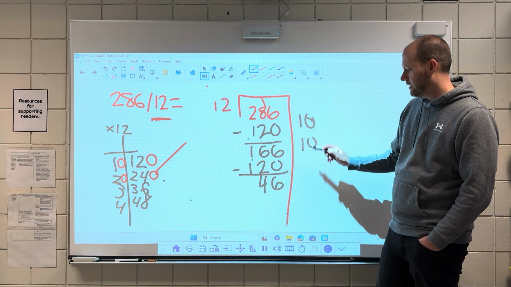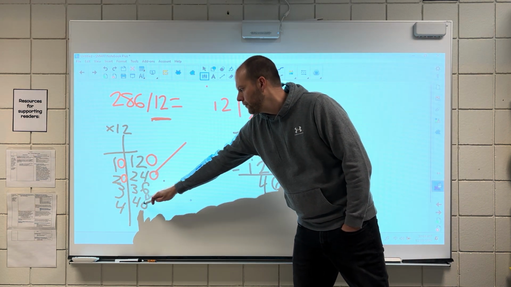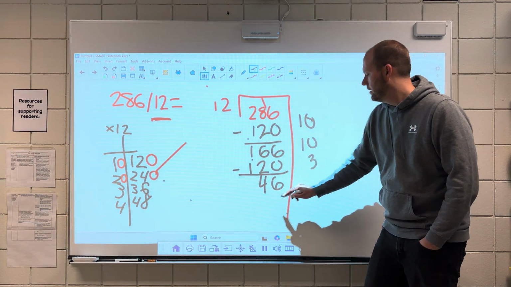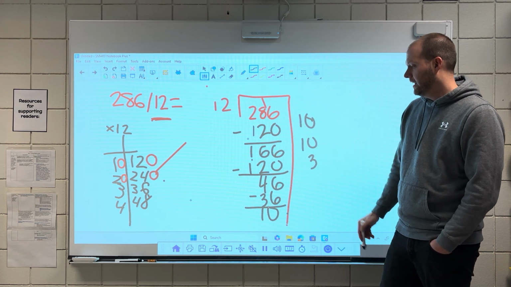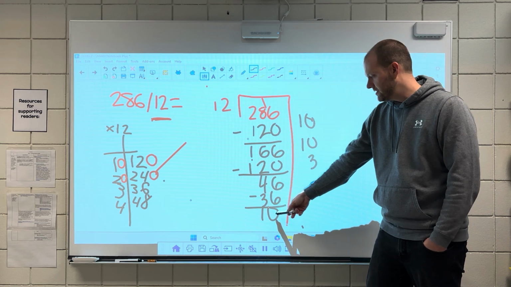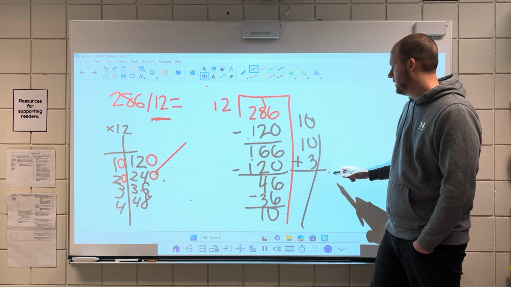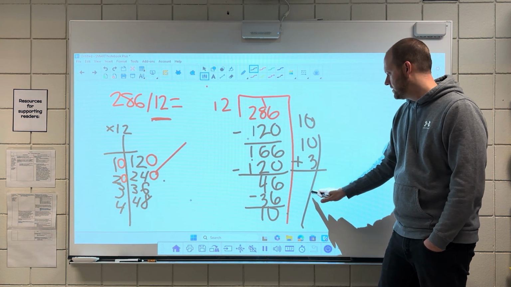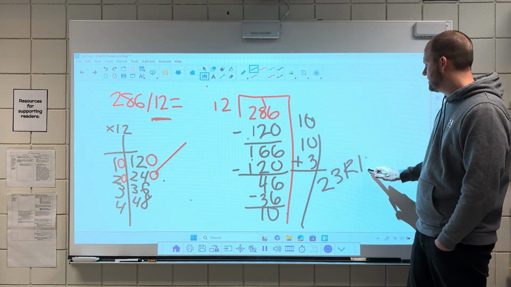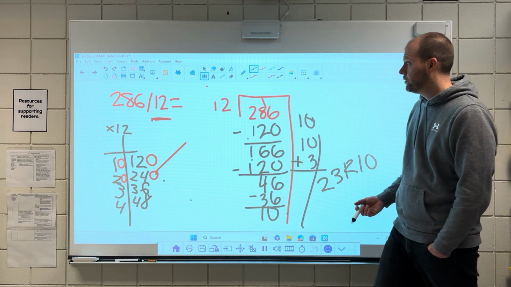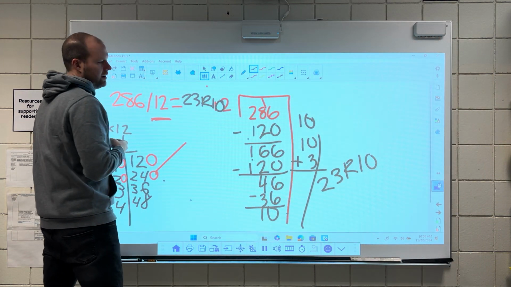Make sure my subtraction's correct. Yep, looks like it is. 4 of them would be 48, so I'm going to do 3, 36. I have 10 left. I can't get another group of 12 in there, so this is going to be my remainder of 10. My answer, 10 plus 10 plus 3 is 23, and then I have a remainder of 10 left over. So that would be my answer, 23 remainder 10 is my answer.